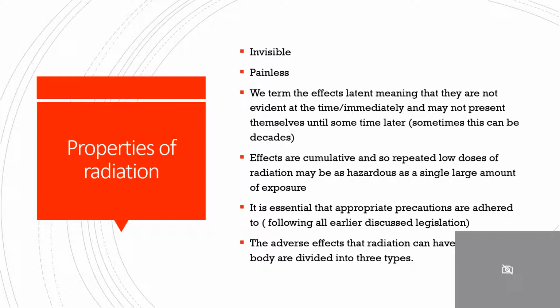The properties of radiation are that it is invisible. It is painless. We term the effects latent, meaning that they are not evident at the time or immediately and may not present themselves until sometimes later. Sometimes this can be as long as decades. Effects are cumulative, and so repeated low doses of radiation may be as hazardous as a single large amount of exposure. It is essential that appropriate precautions are adhered to, following all earlier discussed legislation, and the adverse effects that radiation can have upon the body are divided into 3 types.